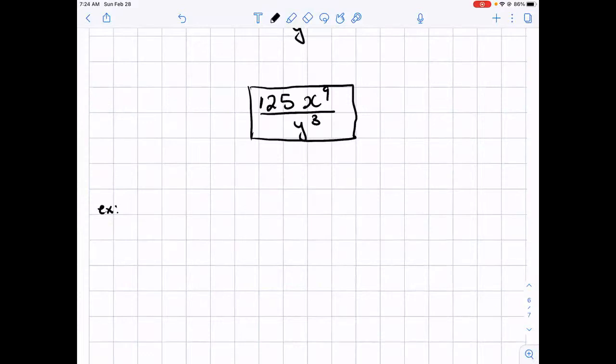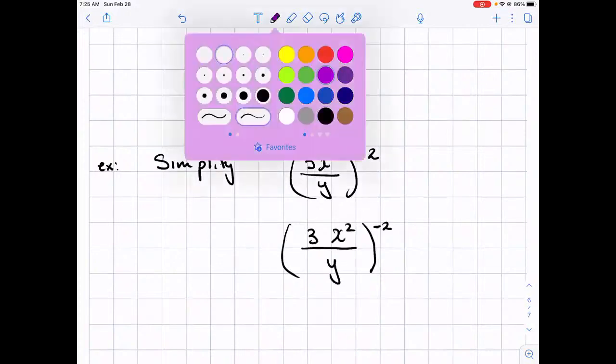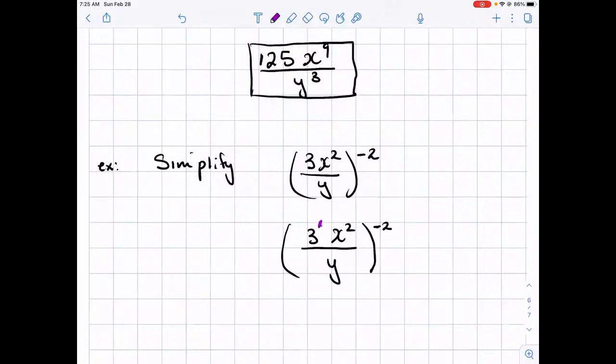What happens if I have, so simplify, 3x squared over y, everything now to the minus 2 power. So the first thing I'm going to do is write it where I see all of the powers, right? And what do I mean by that? There's no power there. There is, but it's invisible, so I fill it in.